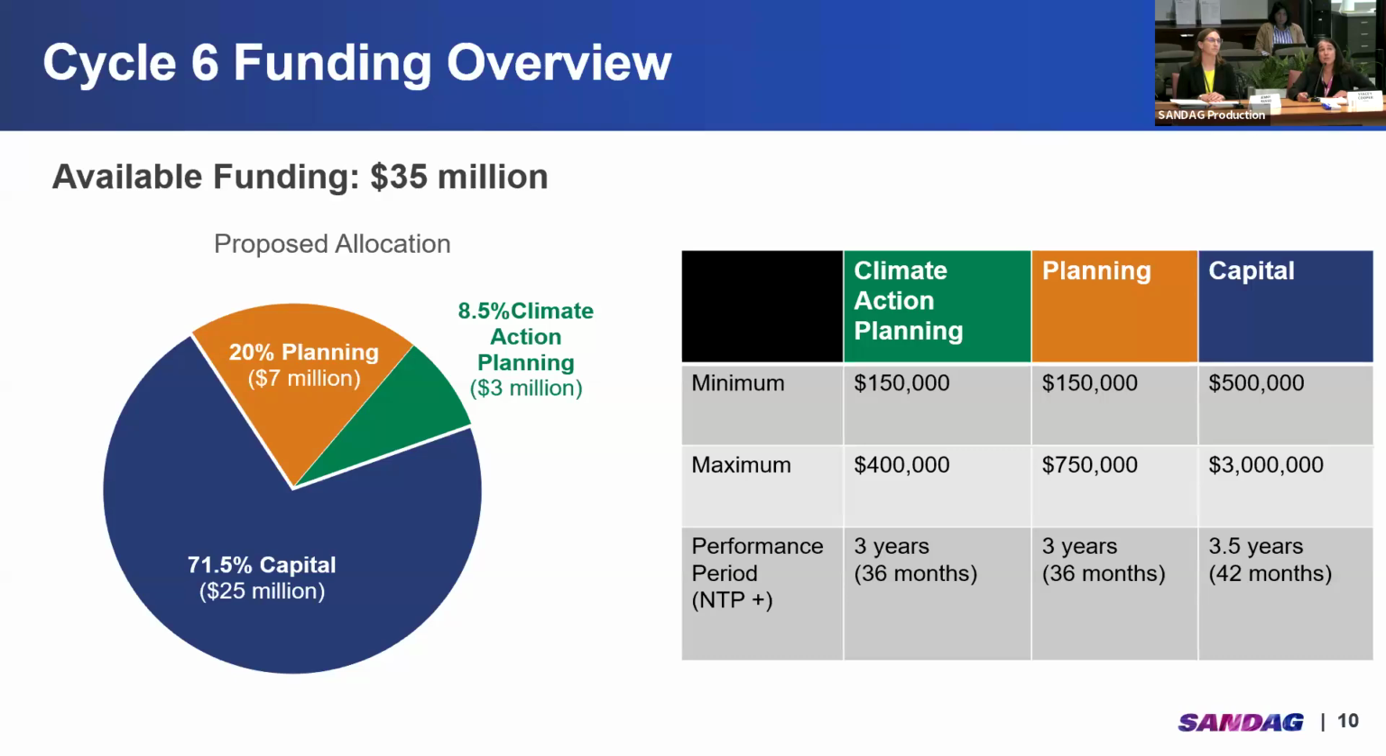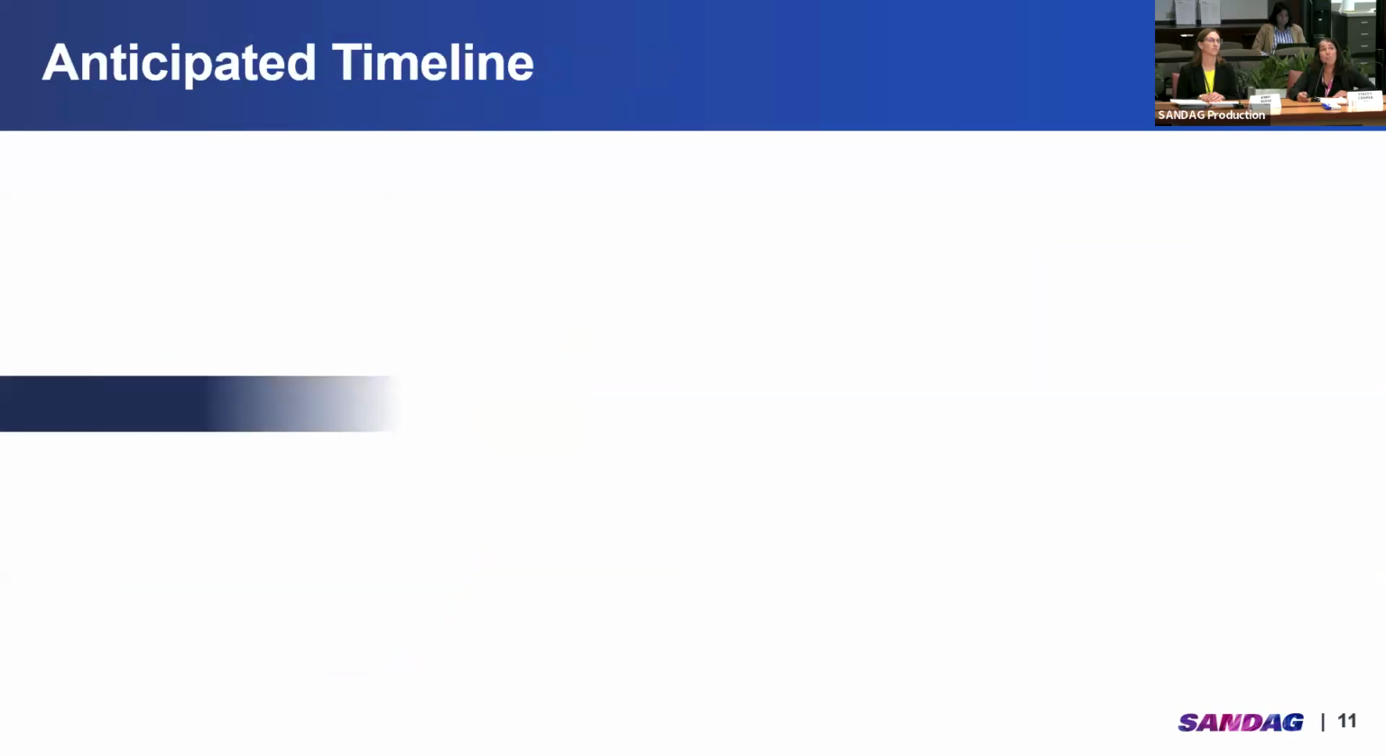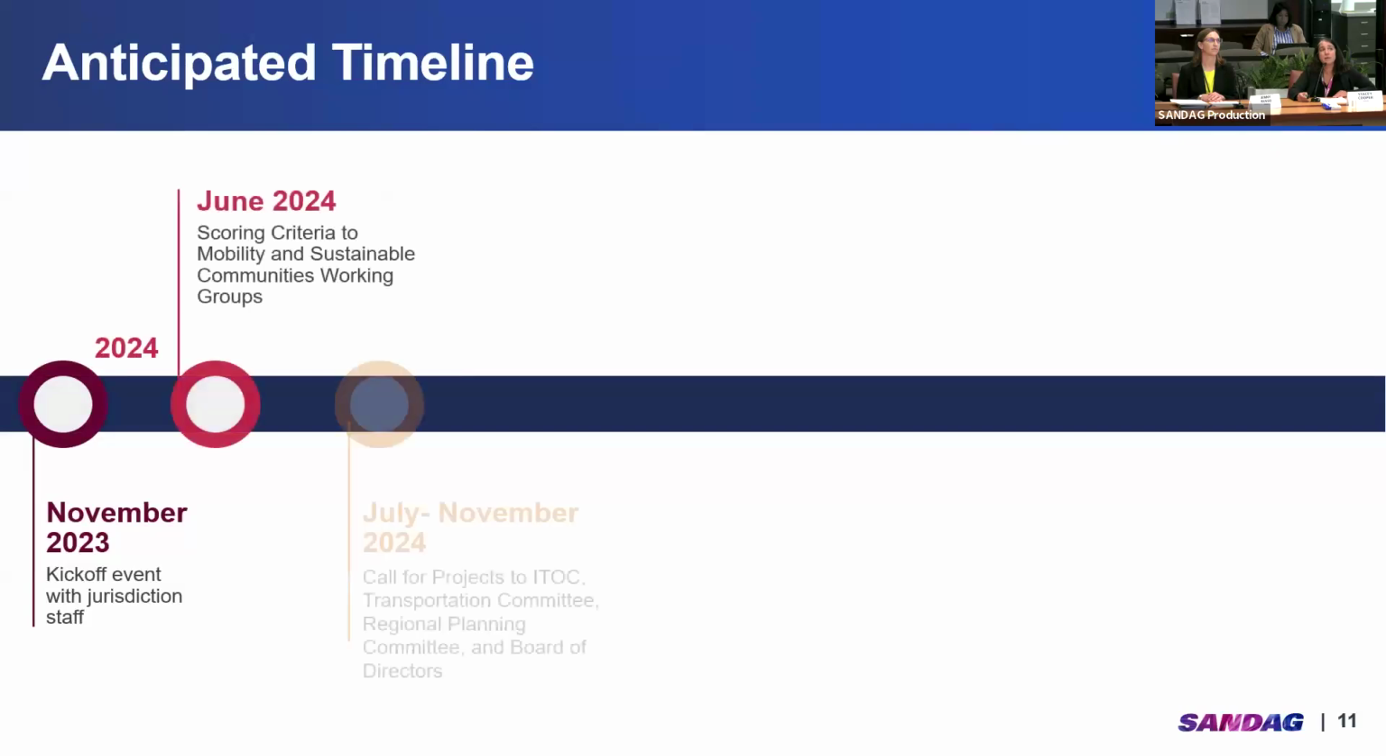As I mentioned, we have 35 million available, split into 7 million for planning, 3 million for climate action planning, and 25 million for capital. And those are the mins and maxes on the screen, which we'd like your feedback on as well. And then the anticipated timeline.